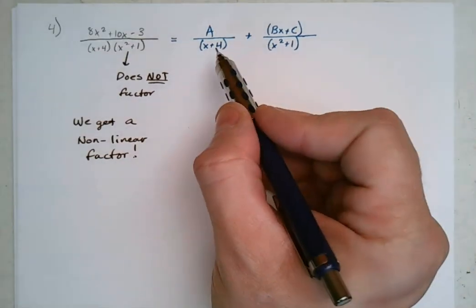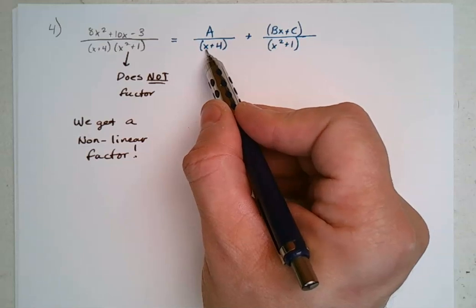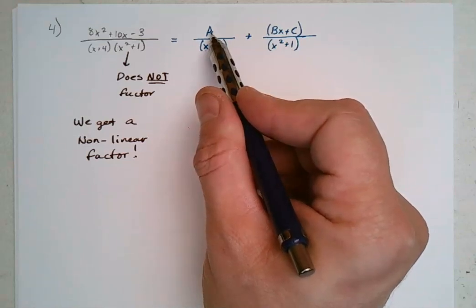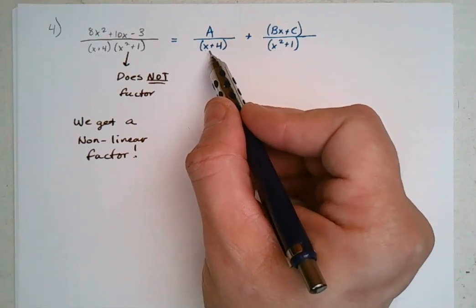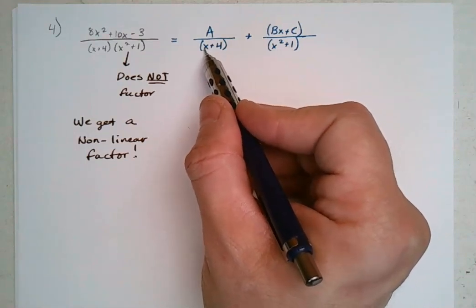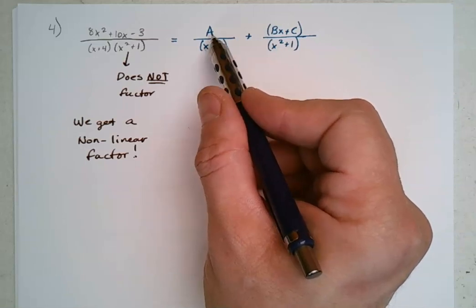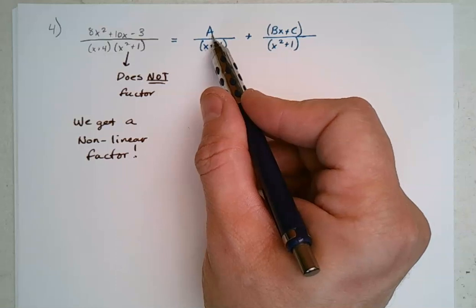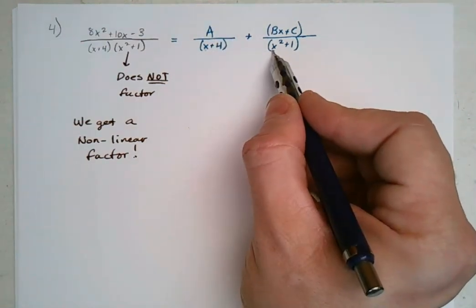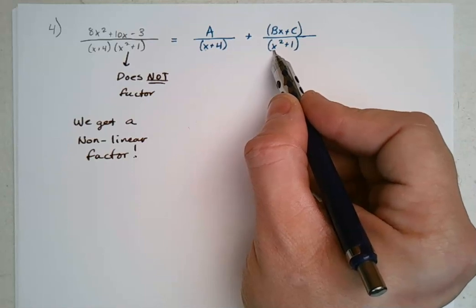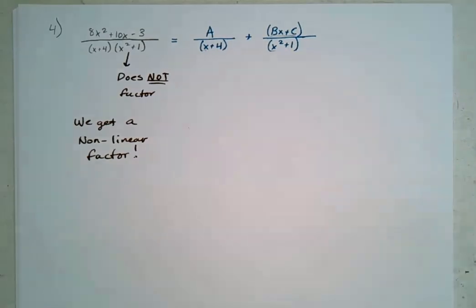Basically, what you need to remember as a student is this is a first degree. This is going to be 1 degree less. And so all of our factors from the first example to now, you had a first degree polynomial in the denominator. That's going to give you a constant in the numerator. So an A, a B, a C. Because this is second degree, you're going to get a first degree in the numerator. Okay?